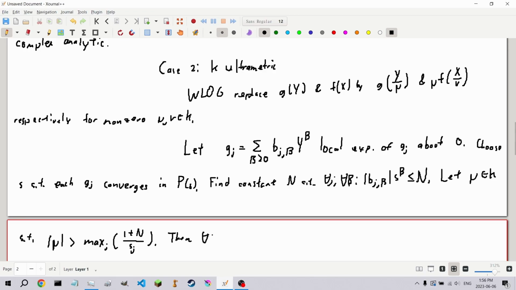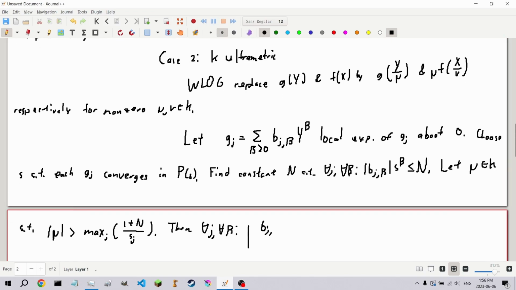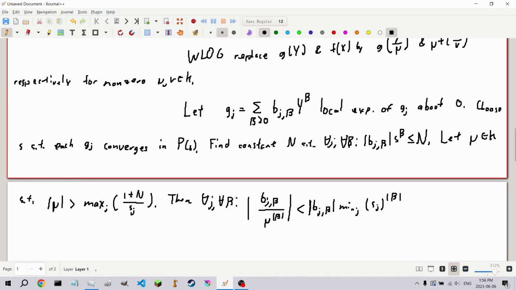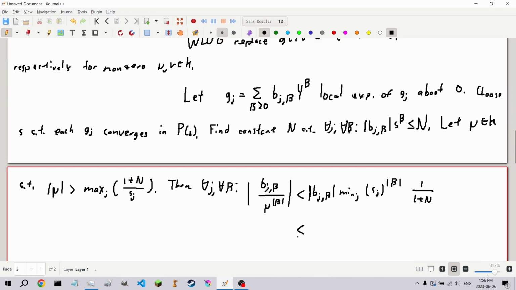Then for all j and all beta, the size of b_j,beta over mu to the size of beta is at most the size of b_j,beta times the minimum across j of s_j to the beta times 1 over 1 plus n, which is at most b_j,beta of s to the beta times 1 over 1 plus n, which is less than 1.